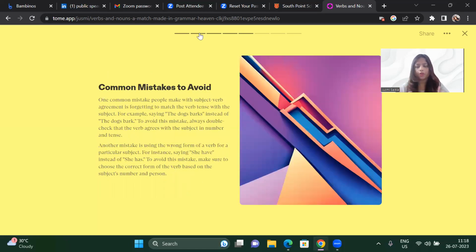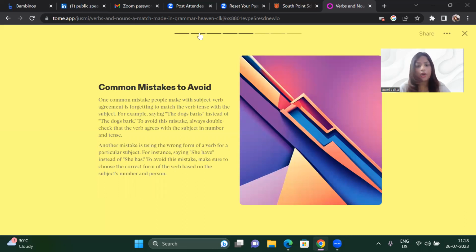Now, these are some of the common mistakes that we should be avoiding. Now, what are they? One common mistake people make with subject-verb agreement is forgetting to match the verb tense with the subject. For example, the dog barks instead of the dog bark. Okay. To avoid this mistake, always double check the verb agrees with the subject. So how do you find it out? You have to double check it.